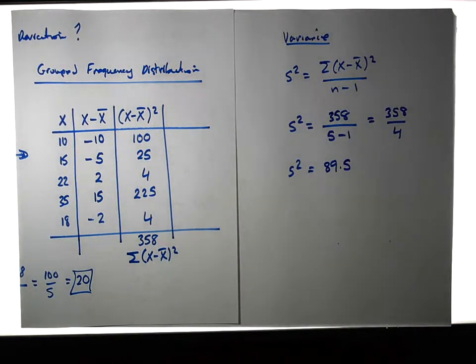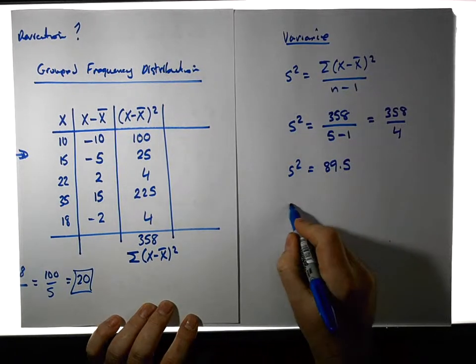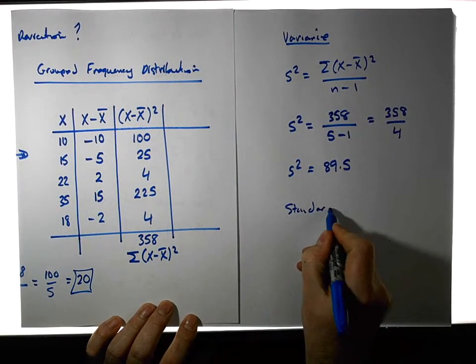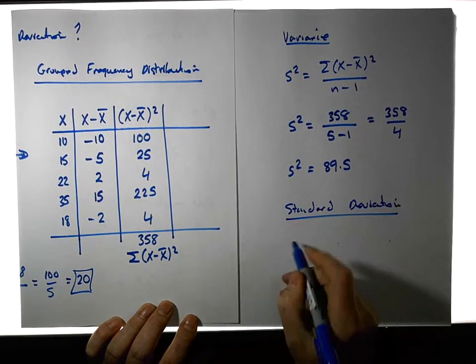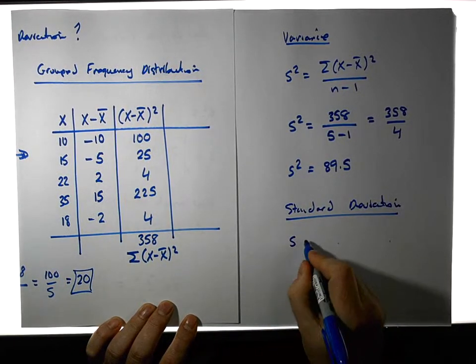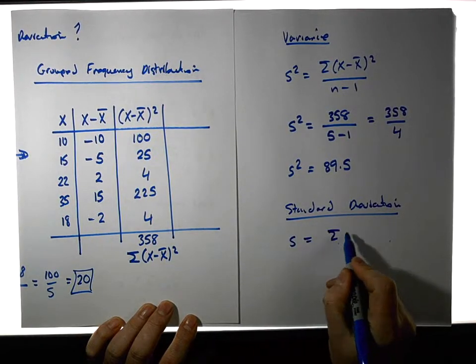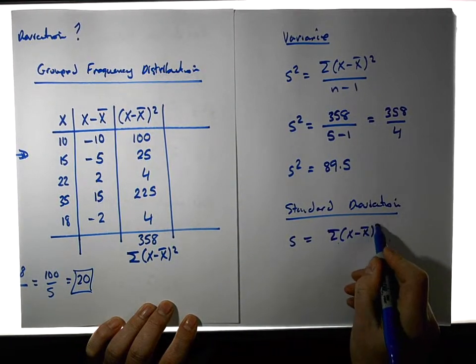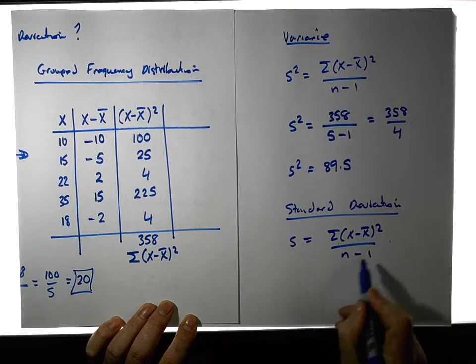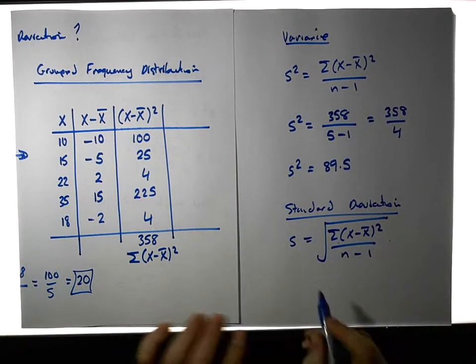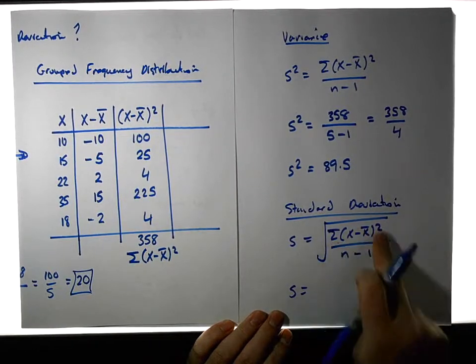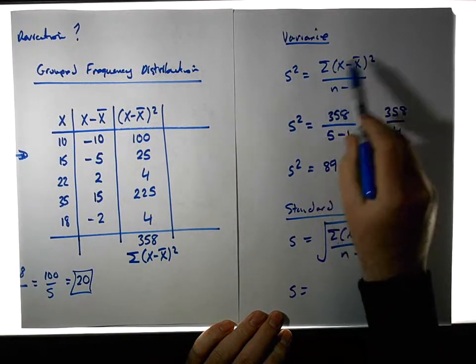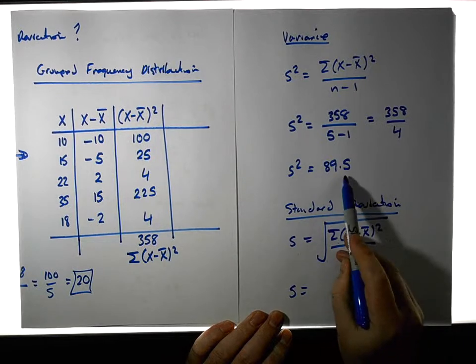Now, Sophie, you wanted to know how to calculate the standard deviation. But the standard deviation is just the square root of the variance. So let me rewrite that down again. The standard deviation, the symbol for the sample is S. It's equal to the square root of the sum of the x's minus the x bar squared all over n minus 1. So S is simply equal to, we've already calculated what's inside the square root here. It's 89.5.